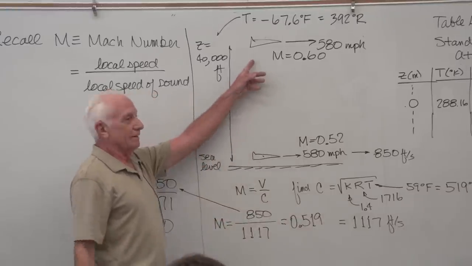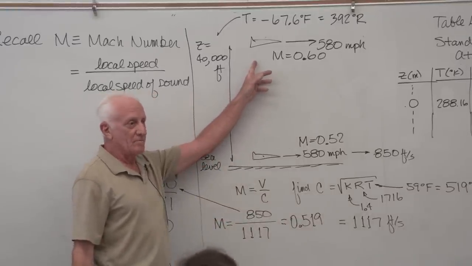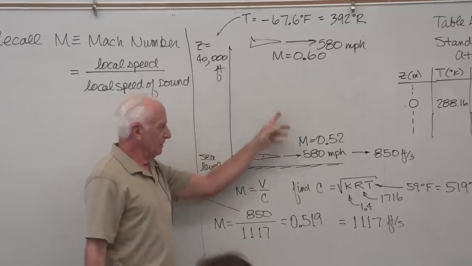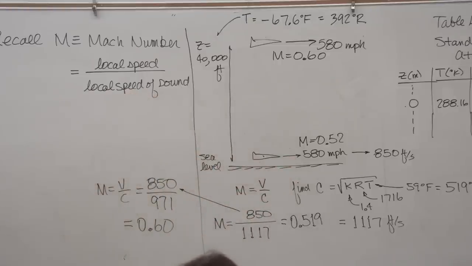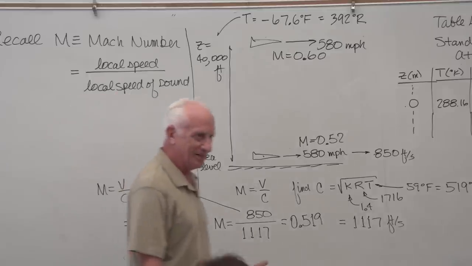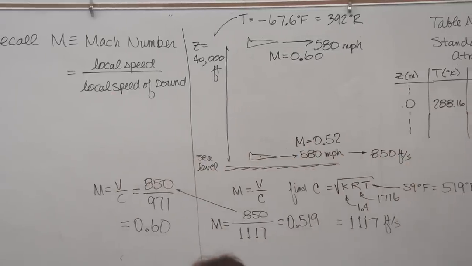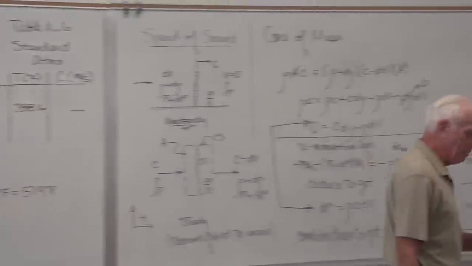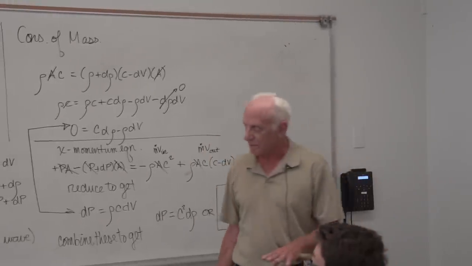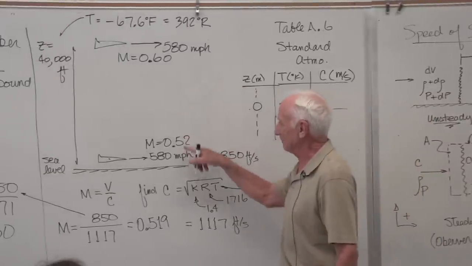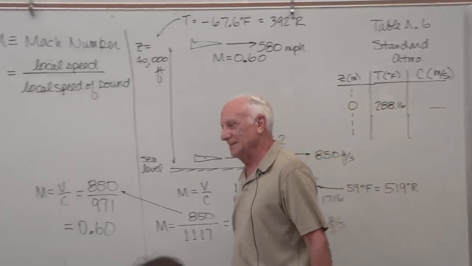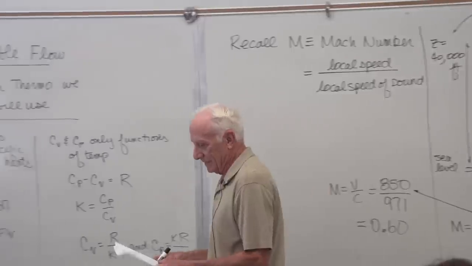This guy says, hey Joe down there at sea level, guess what my Mach number is? 0.6. Joe says, oh no, mine's only 0.52. You're going faster than I am. No, you're not. They're both going the same speed. The Mach meter is giving you the Mach number, but your actual ground speed is the same for both aircraft. The velocity is the same, but the Mach number is different because the temperature of the air is different at those locations.